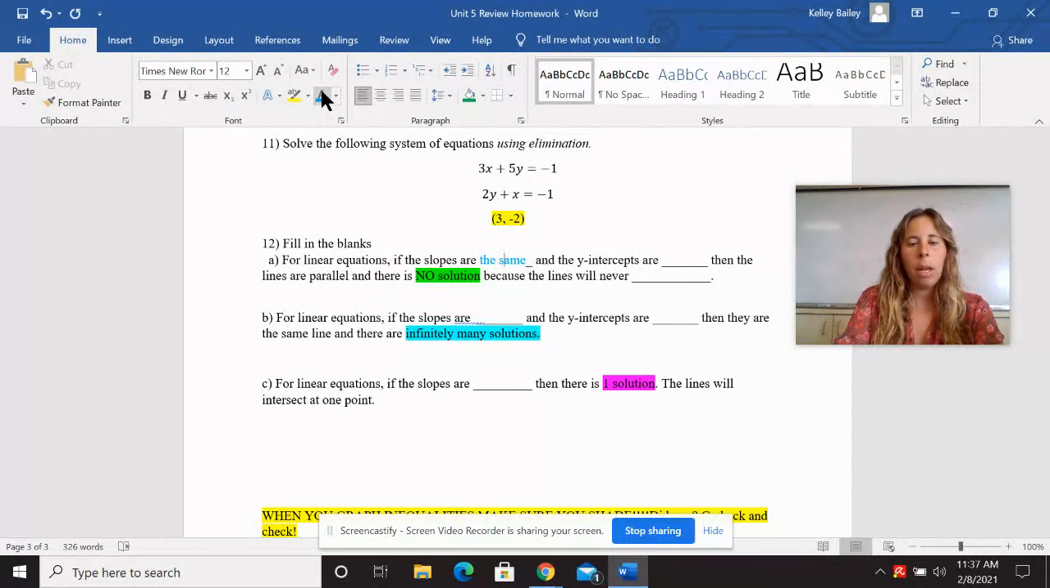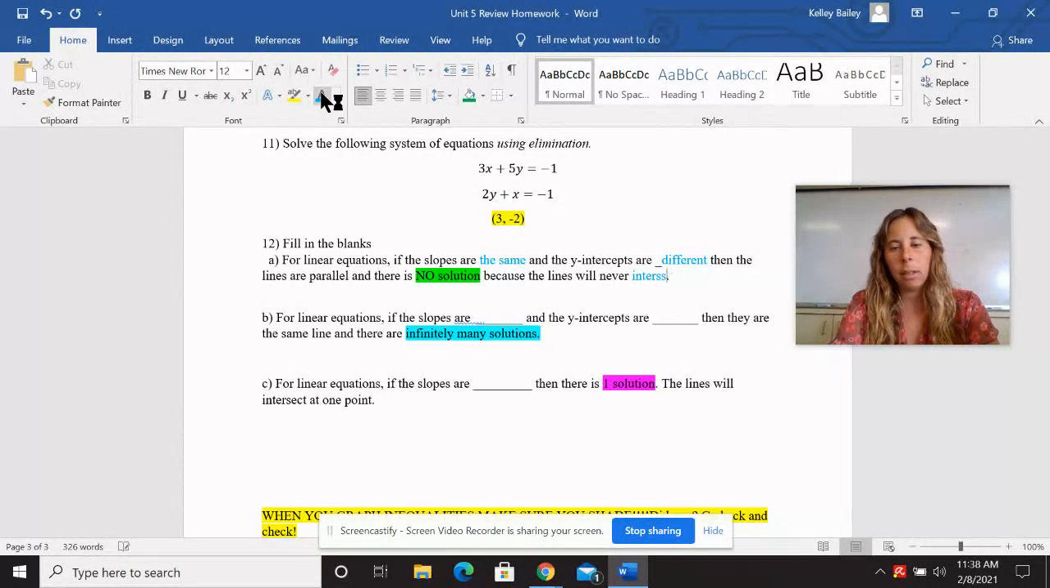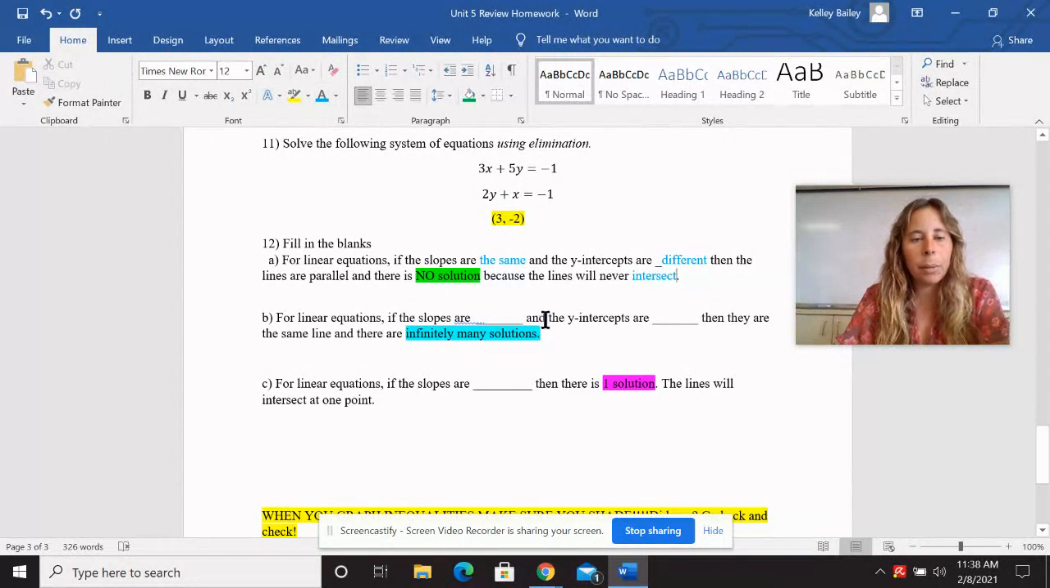And the y-intercepts are, if they're parallel, then the y-intercepts are different. Then the lines are parallel. There is no solution because the lines will never, ever intersect. Parallel lines never intersect. All right. So that's what you do for A.